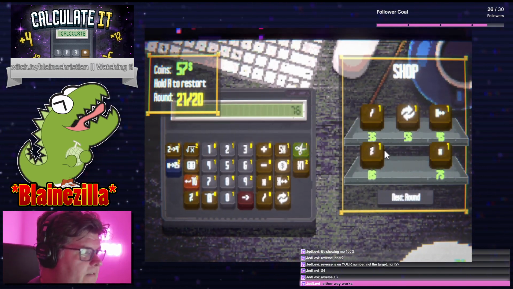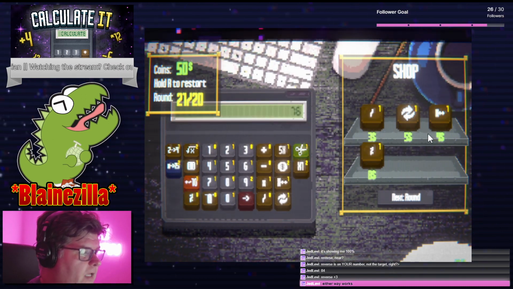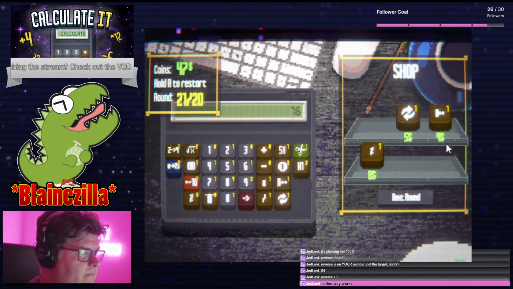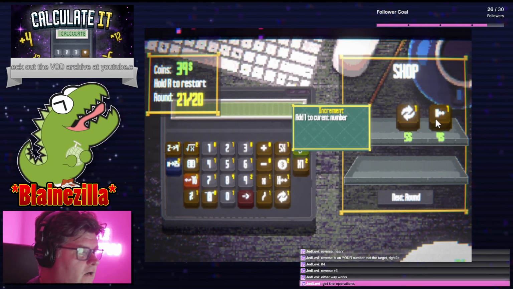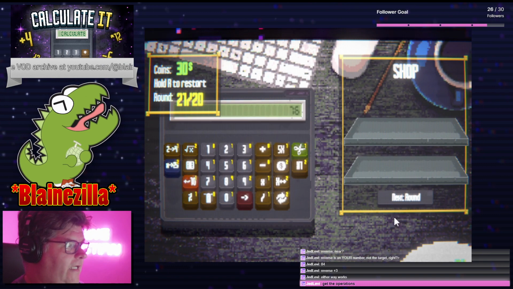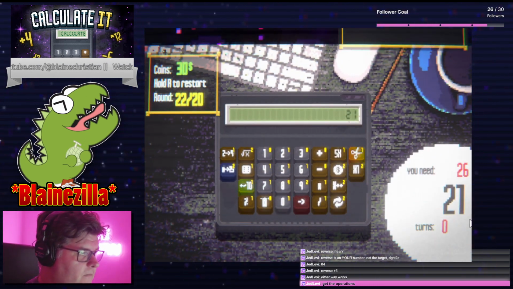Near button, God tier button. Multiply. Divide. Oh, sweet basic operands. Yes. All the operations. Increment. Even reverse. Give me them all. Give them all. Give us all. All right.